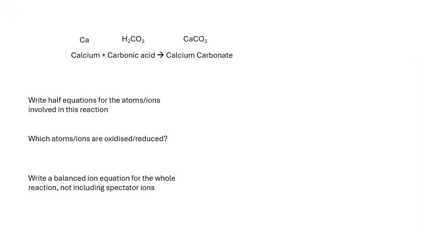Okay, here's one for you to have a go at. Calcium and carbonic acid goes to calcium carbonate. I'll give you a little bit of a clue. We know that calcium is in group 2 and the carbonate ion we know is CO3 2-, isn't it? So write half equations for the atoms and ions involved. Which ones are oxidized, which ones are reduced, and then write a balanced ionic equation for the whole reaction, not including spectator ions. So have a go yourself. The answer in 3, 2, 1.